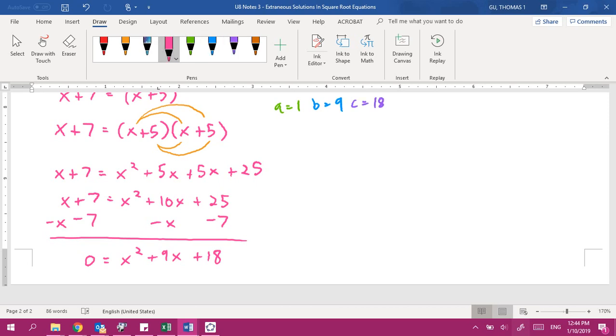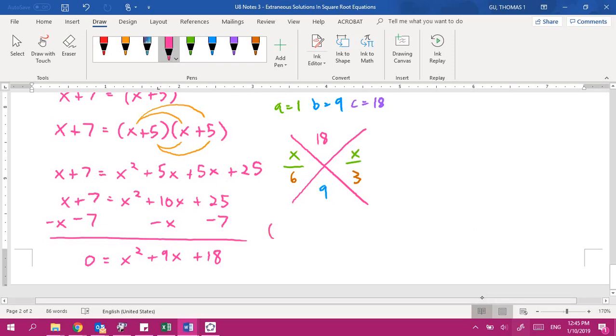So draw the X box. Yeah, this is a longer one. What goes in the top? 18. What goes in the bottom? 9. So what are my two side values then? 6 and 3. 6 times 3 is 18, and 6 plus 3 is 9. Okay, what do we do after that? Put the x on top over each, because it's 1 times x. And so my factors are x plus 6 times x plus 3. That is correct.